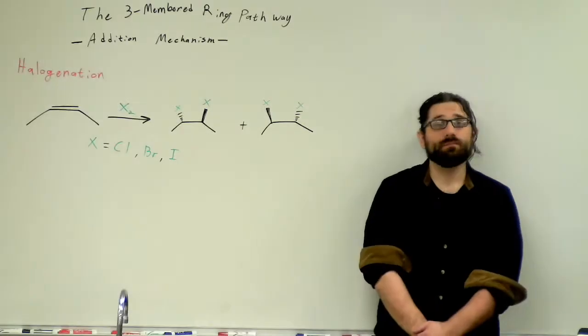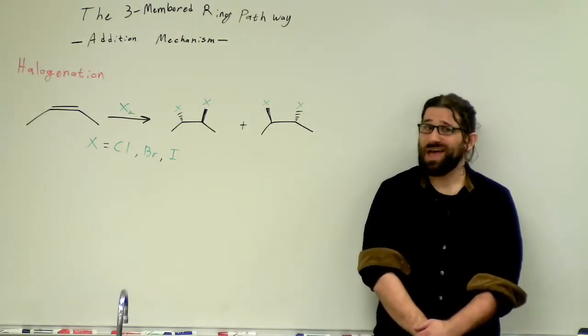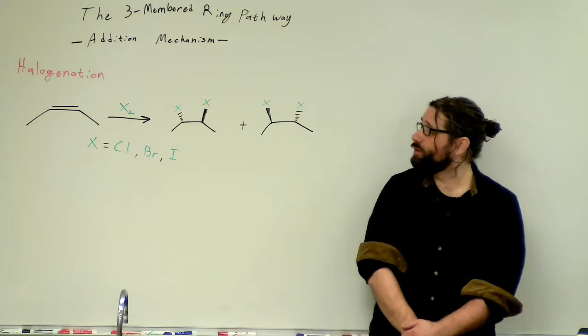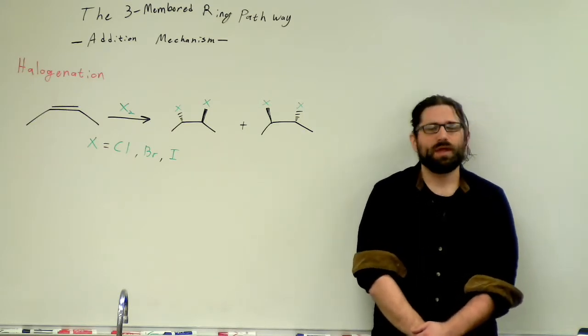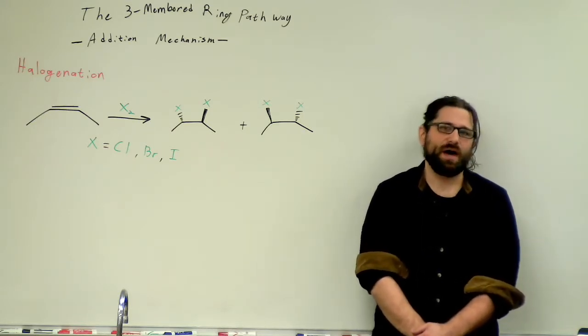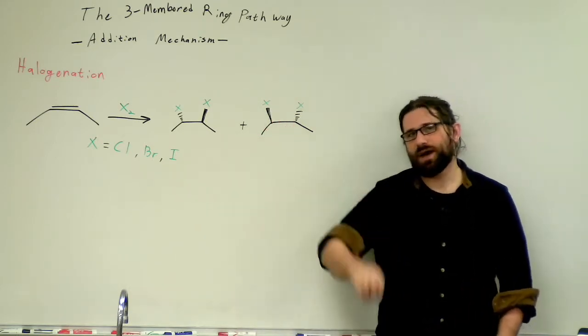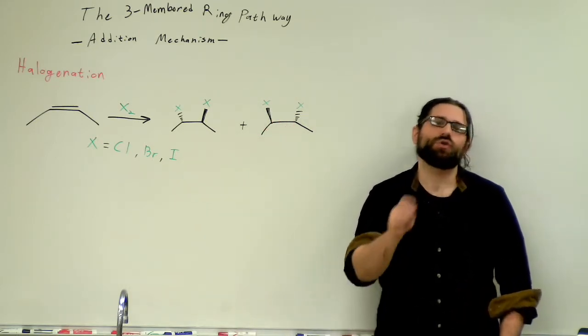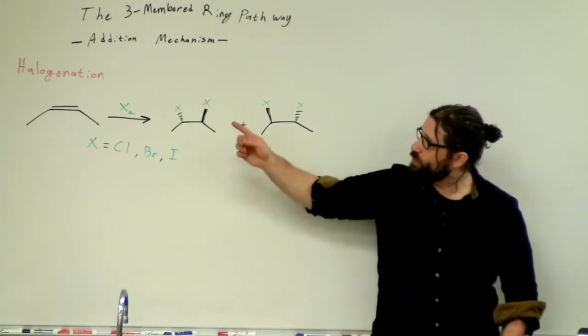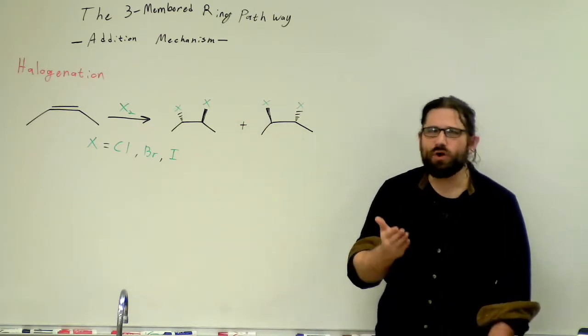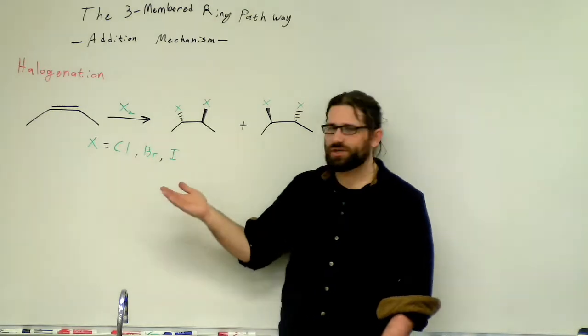All right. The other mechanism that we're going to study as far as alkene reactions go is called the three-membered ring. And just like the carbocation pathway, we have two distinct types of reactions that we'll see using the three-membered ring. The first one is halogenation. And I've got the overall reaction set up here.